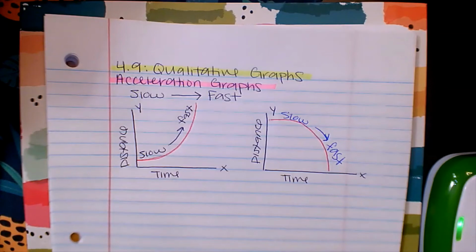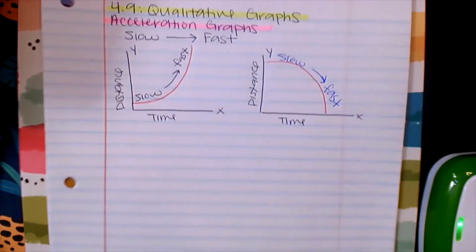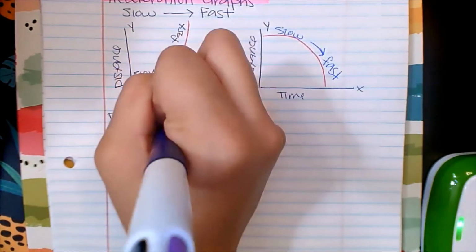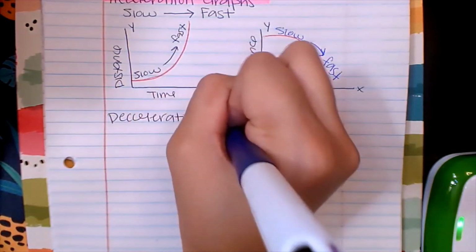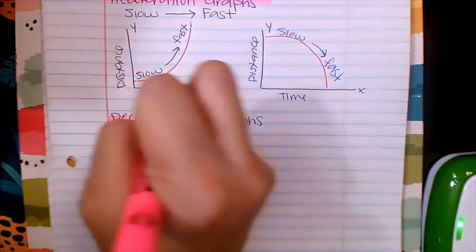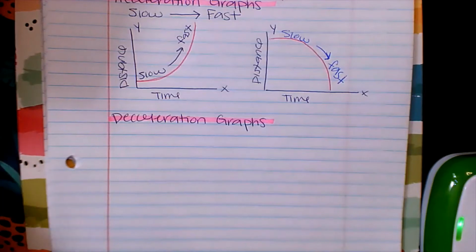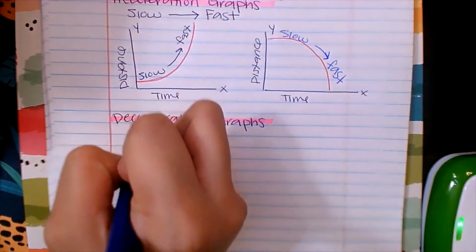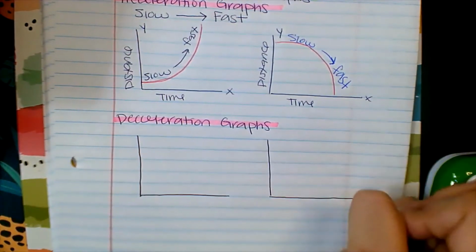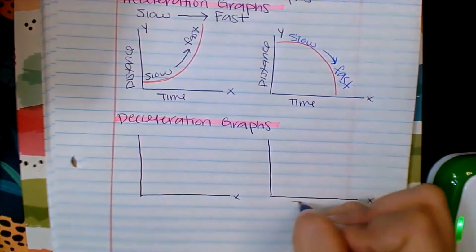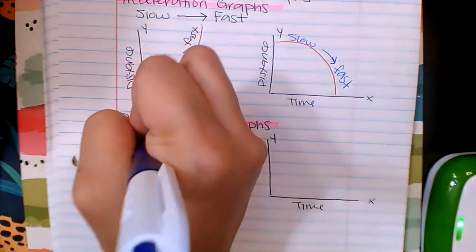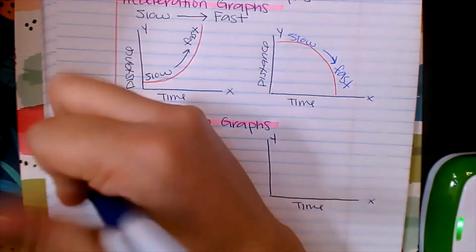Okay, now we're going to talk about deceleration graphs. And I'm going to go ahead and draw similar graphs. We're going to have two of them. And again, our x values are going to be time, because we're measuring some sort of value. And then our y value is going to be distance.